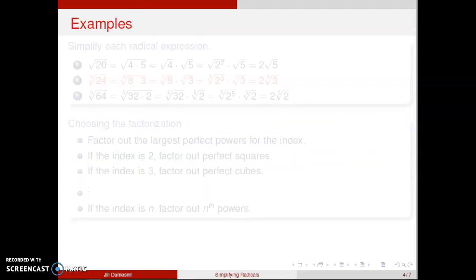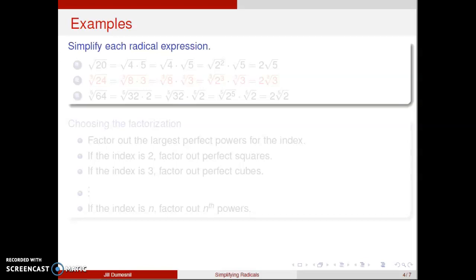Let's apply these processes to some examples. Instructions on these problems will be to simplify each radical expression. The square root of 20 equals the square root of 4 times 5. Using the product rule, we get the square root of 4 times the square root of 5. Now 4 times 5 is a useful factorization of 20 because 4 is 2 squared, and the square root of 2 squared simplifies to 2.